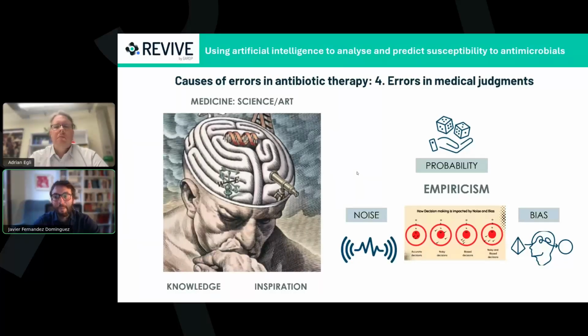And we are also conditioned by noise, the random mistakes. It depends on the state of the day. It depends on several factors when we make a decision prescribing an antibiotic. And here in the next slide, we can see an example.